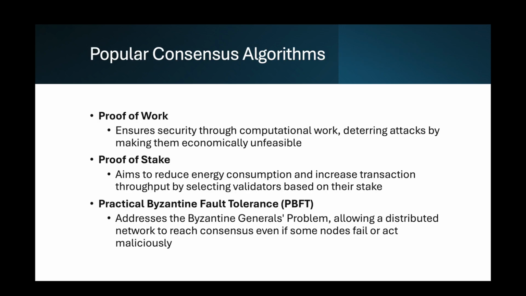Popular consensus algorithms: proof of work, proof of stake, and others. Proof of work ensures security through computational work, deterring attacks by making them economically unfeasible. Proof of stake aims to reduce energy consumption and increase transaction throughput by selecting validators based on their stake. Others. Practical Byzantine fault tolerance addresses the Byzantine generals problem, allowing a distributed network to reach consensus even if some nodes fail or act maliciously. Hyperledger Fabric employs a variant of PBFT.